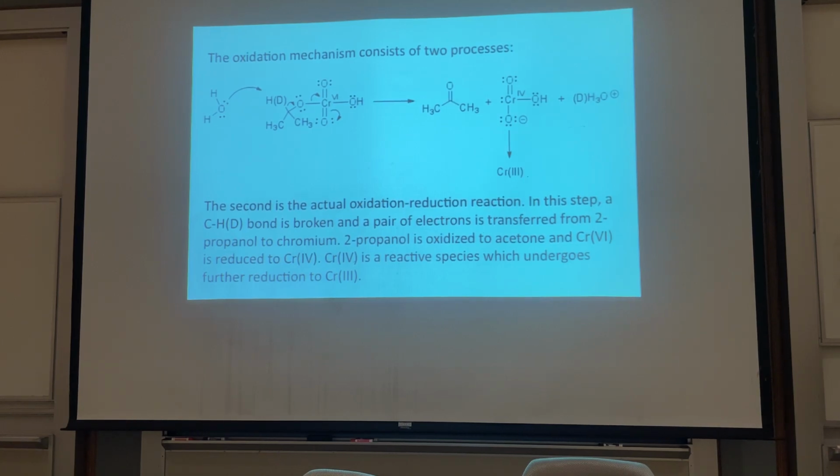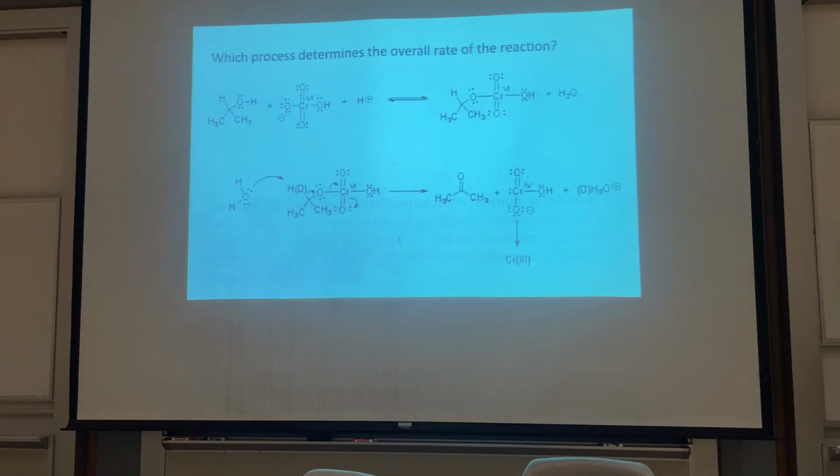In this step, a C to H bond is broken and a pair of electrons is transferred from 2-propanol to chromium. 2-propanol is oxidized to acetone, and chromium-6 is reduced to chromium-4. Chromium-4 is a reactive species, which undergoes further reduction to chromium-3. Which process determines the overall rate of the reaction?